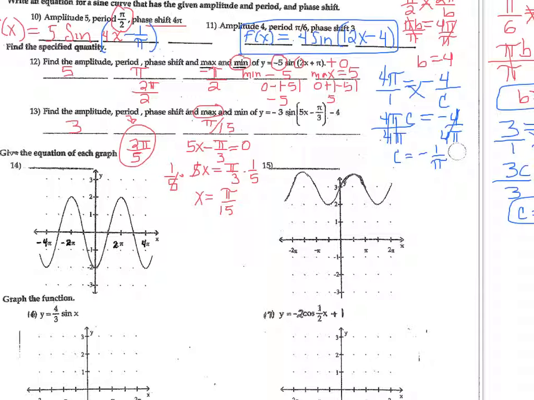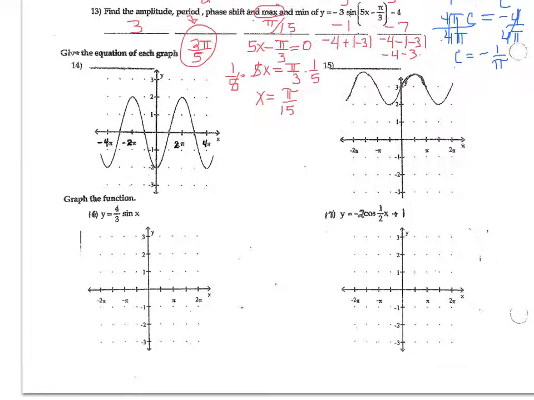The maximum is the d, which is negative 4, plus the absolute value of negative 3, and that would be negative 1. And the minimum is negative 4 minus the absolute value of negative 3. So that's negative 4 minus 3, which is negative 7.